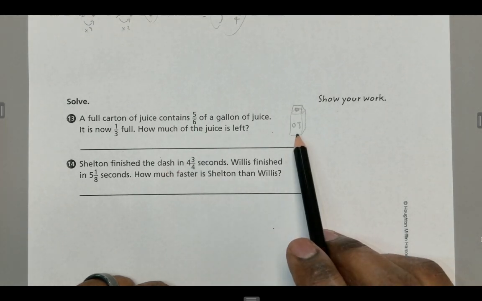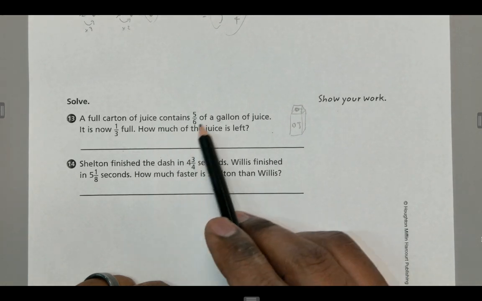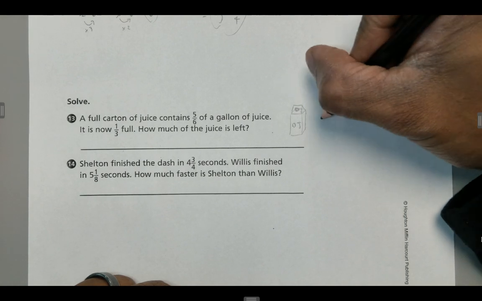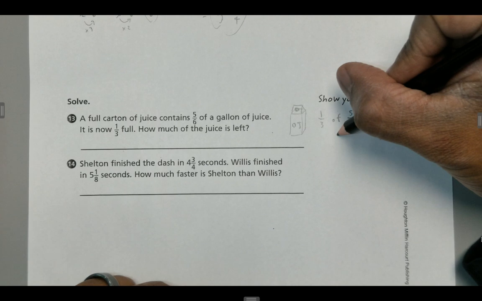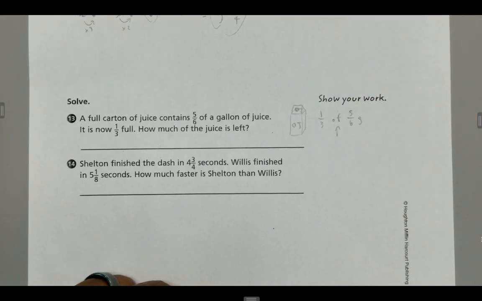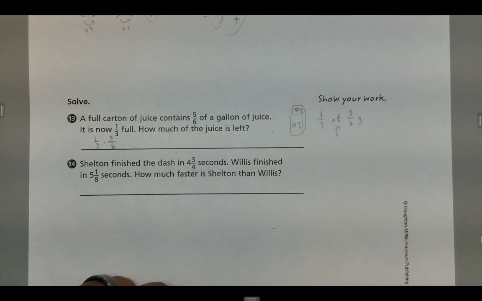When this is brand new and full, it's got 5/6 of a gallon of juice. It's now 1/3 full, so how much is left? So we're trying to figure out what's 1/3 of 5/6 of a gallon. When you see that word of, what operation are you thinking? Adding, subtracting, multiplying, dividing? 1/3 of. If you said multiplying, you were correct. We're trying to find what 1/3 of 5/6 is, or 1/3 multiplied by 5/6.